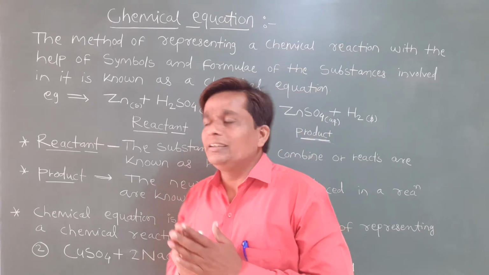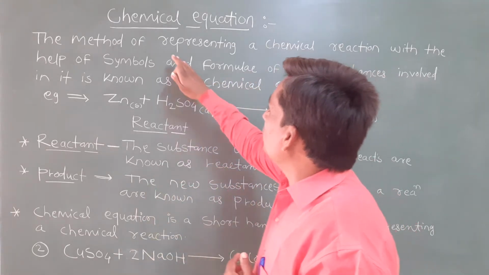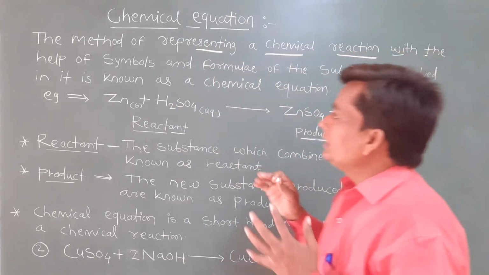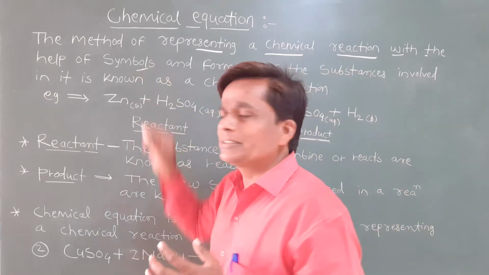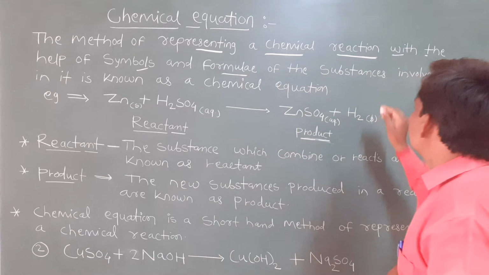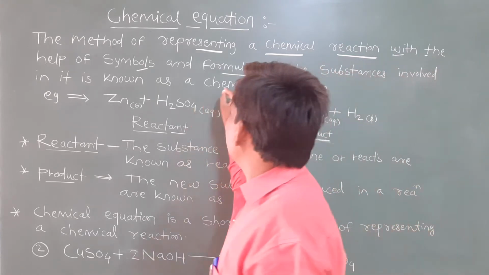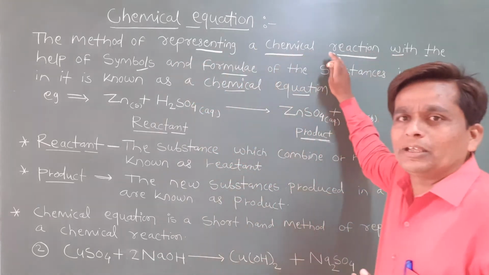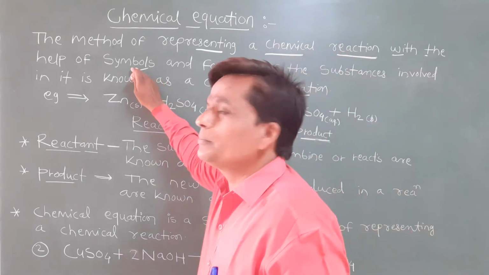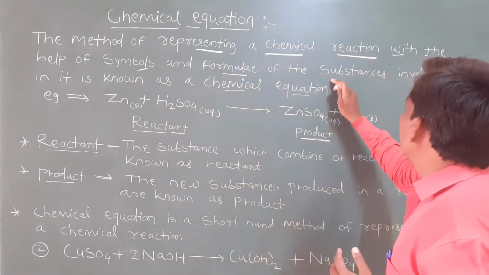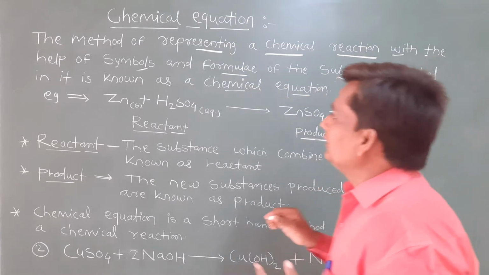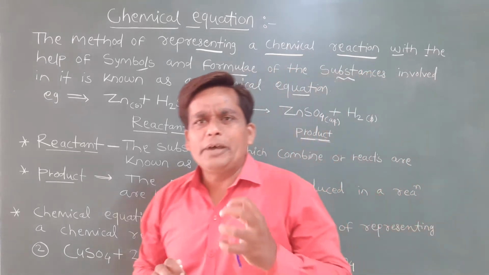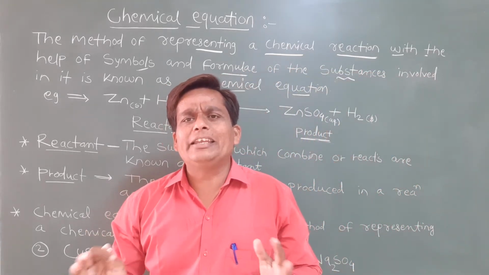So how can we represent it? See here, a chemical equation is the method of representing a chemical reaction with the help of some symbols and formulas of the substances involved in it. Very simple. By using some symbols and formulas, we can represent any chemical reaction.